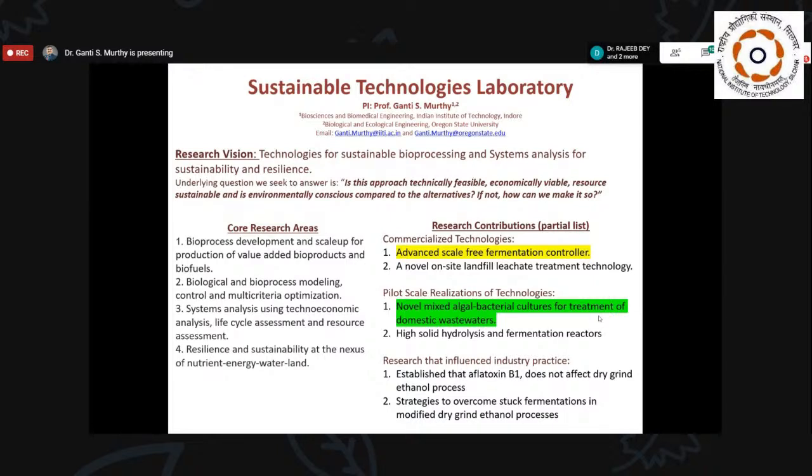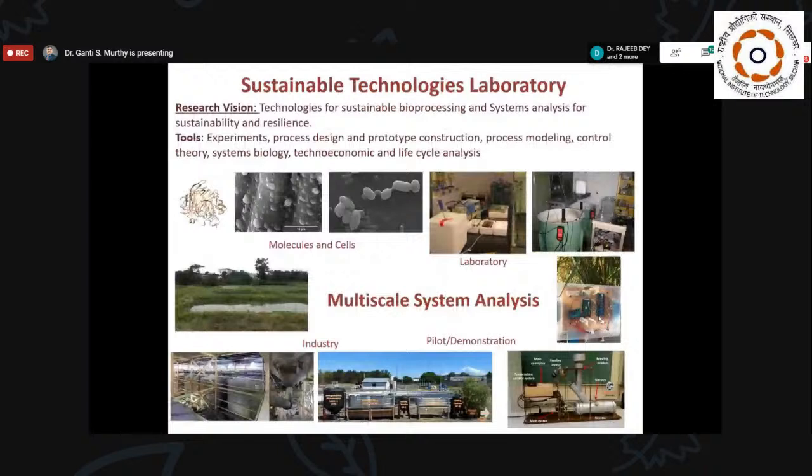So with that, and then again, just to tell you that we do a lot of multidisciplinary, transdisciplinary, multi-scale systems analysis. So we start all the way from molecules and cells, go all the way to the laboratory scale, pilot scale, and then to the industry. All the stuff that you see there are actually products from our group, research from our group.